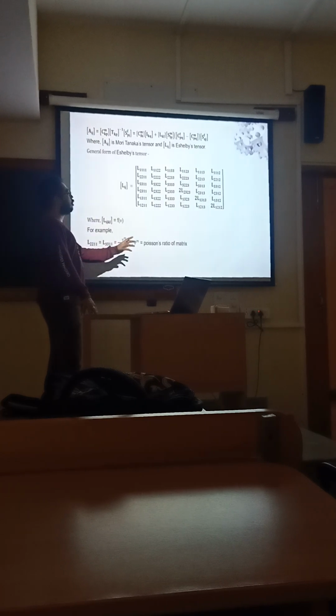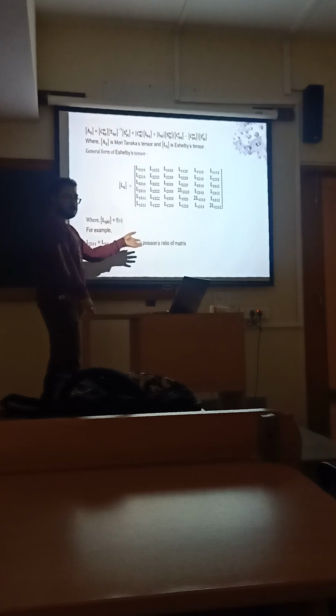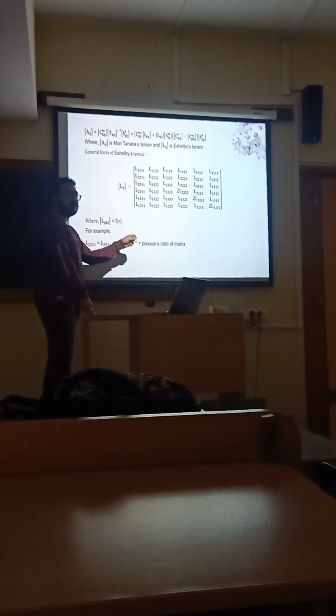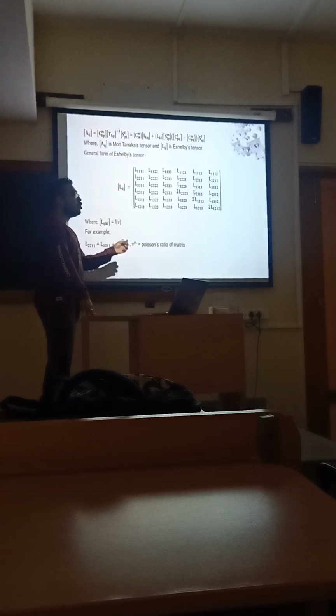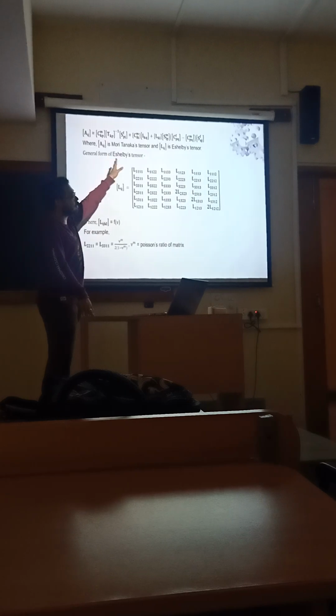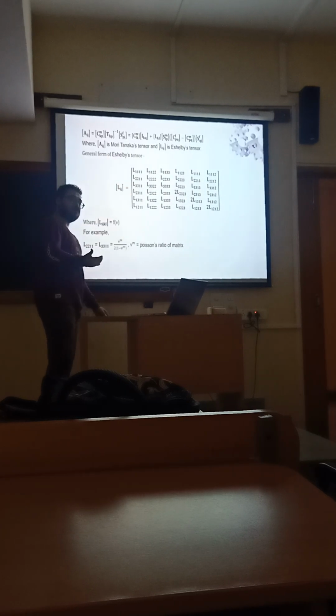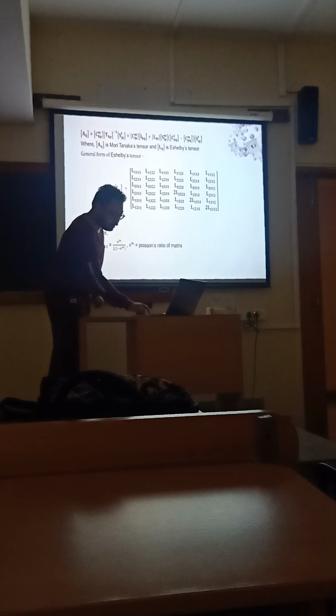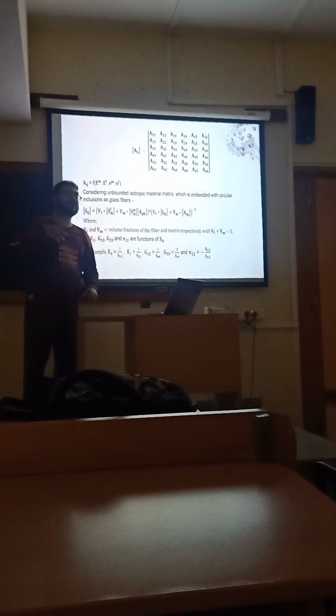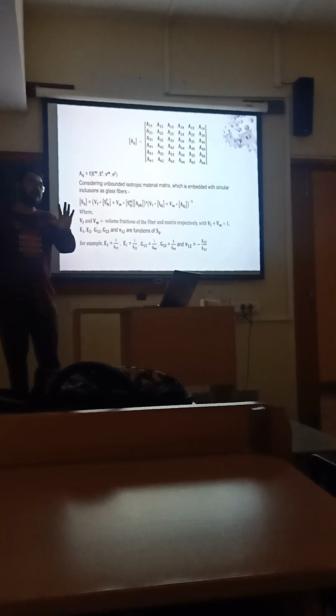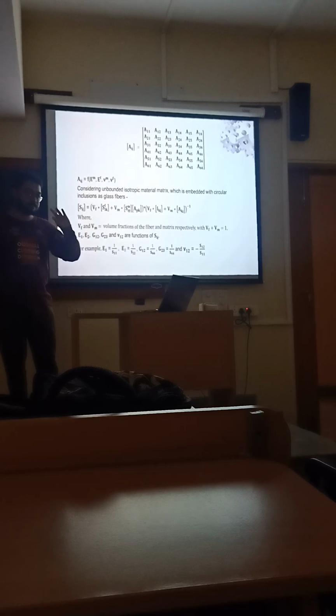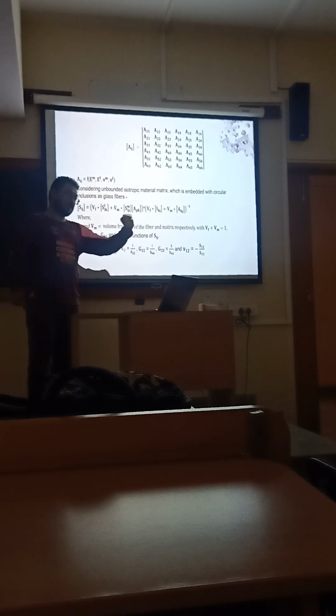We know the independent properties of matrix and fiber. We just plug the values into these equations, and we will be able to know the effective properties. Now, what does the Mori-Tanaka method give us? It gives us 5 independent constants of one laminate, for one particular layer.